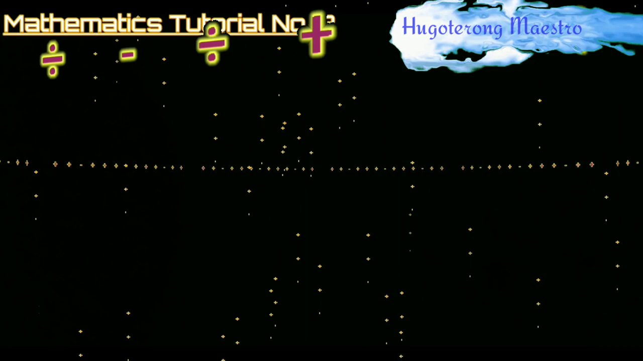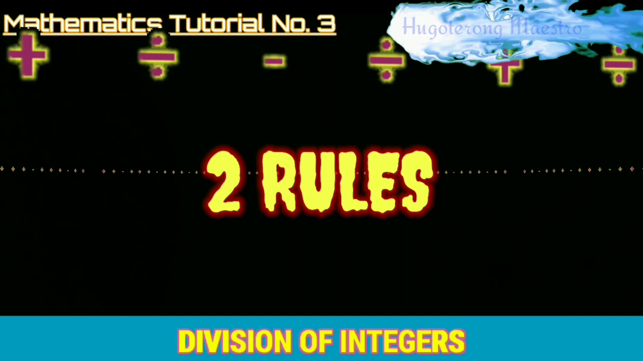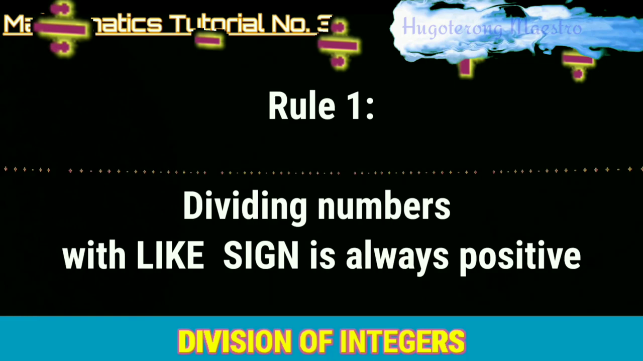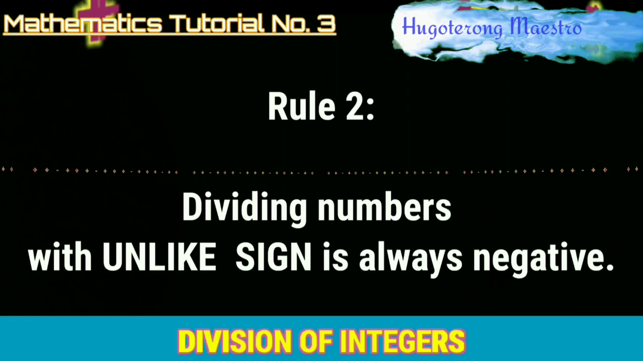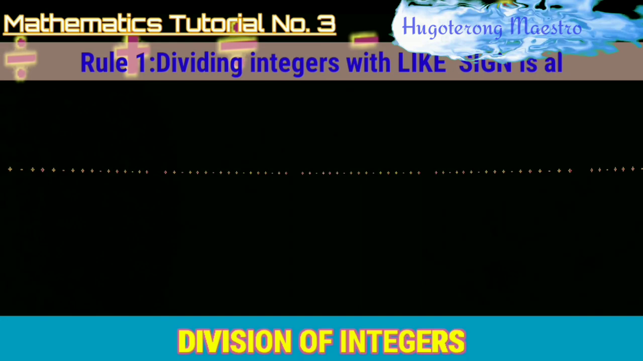And now, let's proceed to the division of integers. Dito sa division of integers, meron din tayong dalawang rules. Rule number one, dividing numbers with like sign is always positive. Rule number two, dividing numbers with unlike sign is always negative. Let us start discussing rule number one. Dividing integers with like sign is always positive.